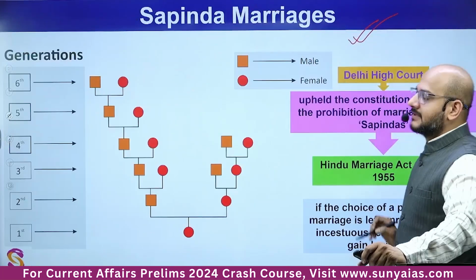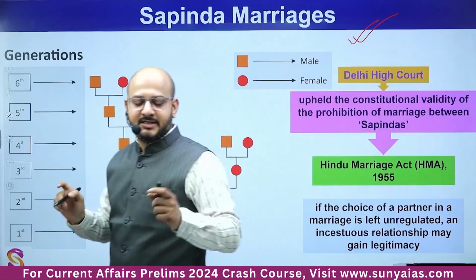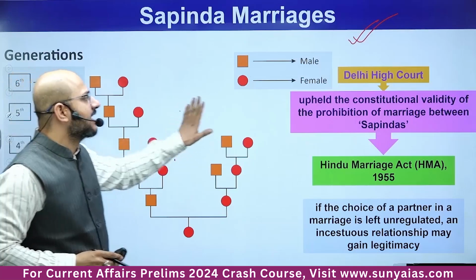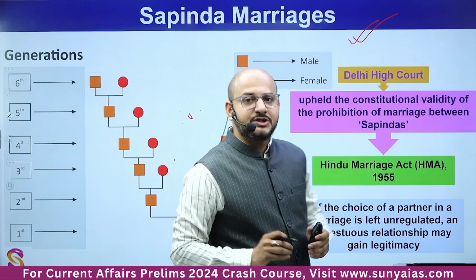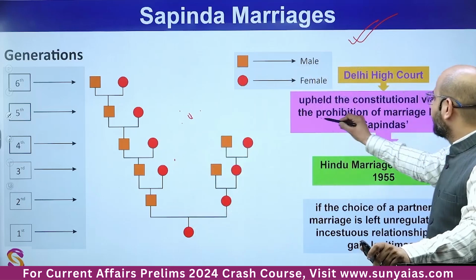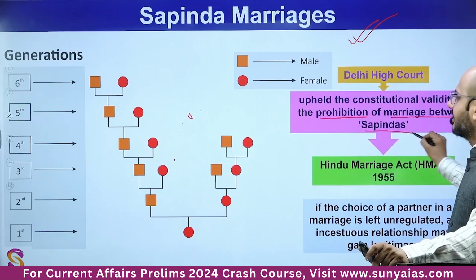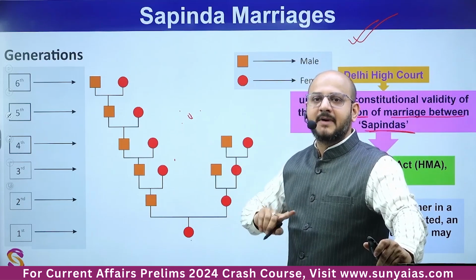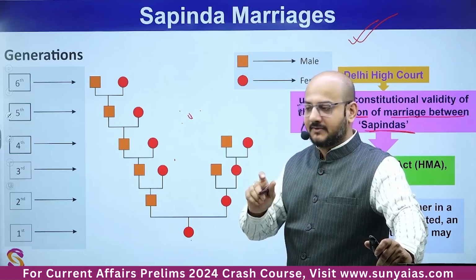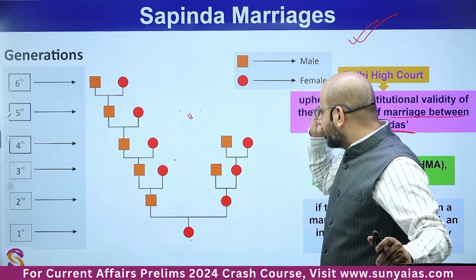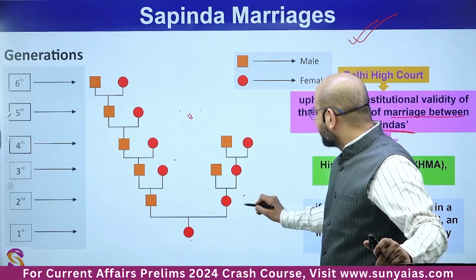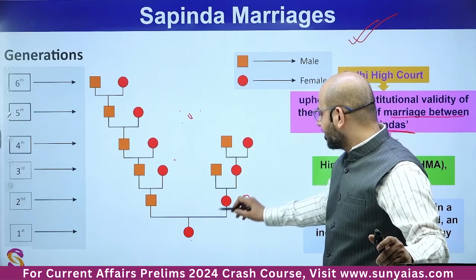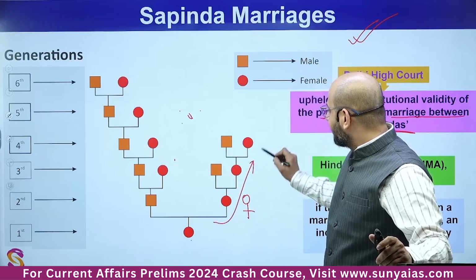Sapinda marriages. Sapinda, if they are sharing the same lineage. What happens here? Recently the Delhi High Court has upheld the constitutional validity of the prohibition of marriage between Sapindas. Here, for example, if an individual is there, how do we regulate Sapinda marriage in terms of facts? From the female perspective, the matrilineal lineage, if I talk about matrilineal lineage, then up to the third generation.